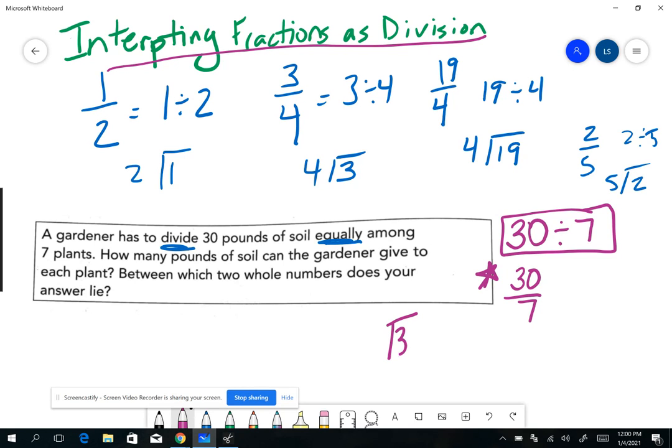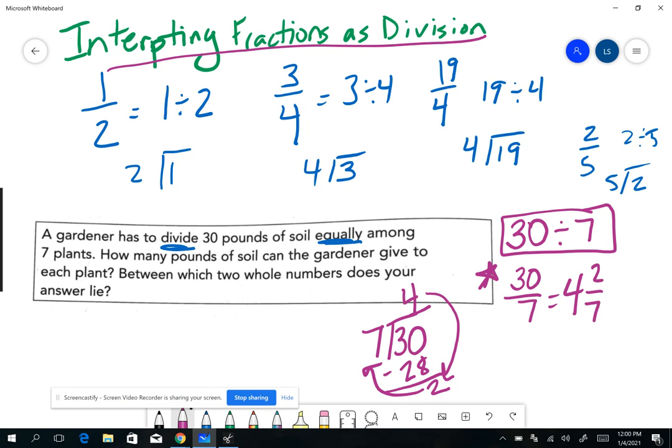You're going to go off to the side, unless you can do it in your head, and do 30 divided by 7. 7 goes into 30 4 times. 4 times 7 is 28. When I go to subtract, I get 2. So I read this like a clock. So you get 4 and 2/7.